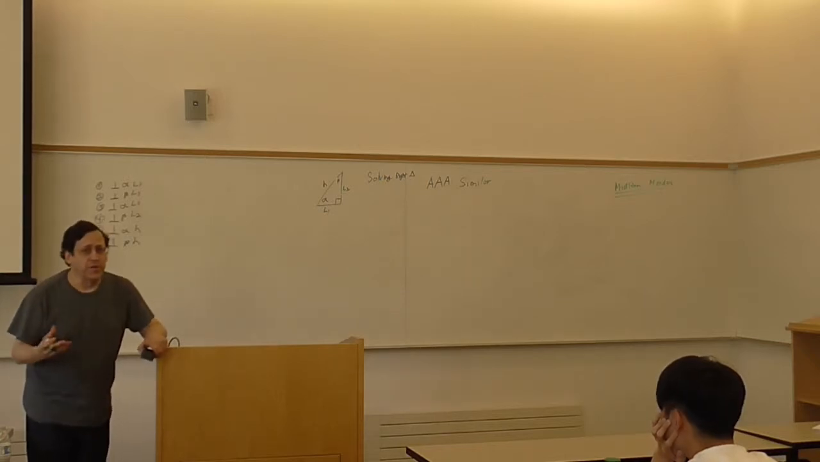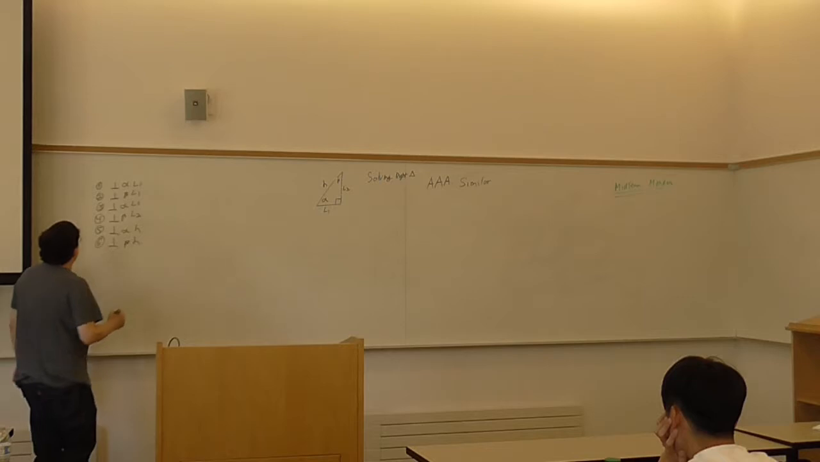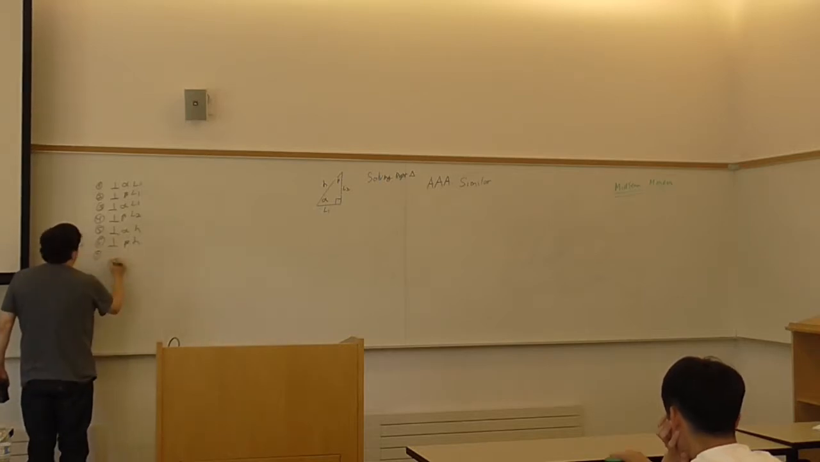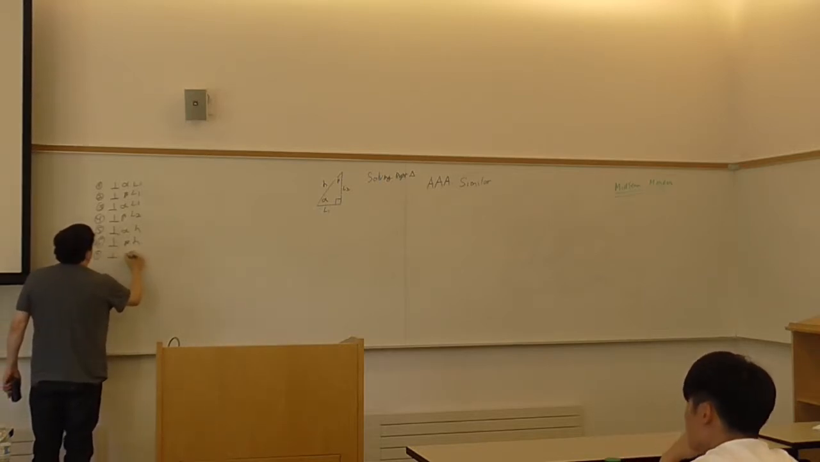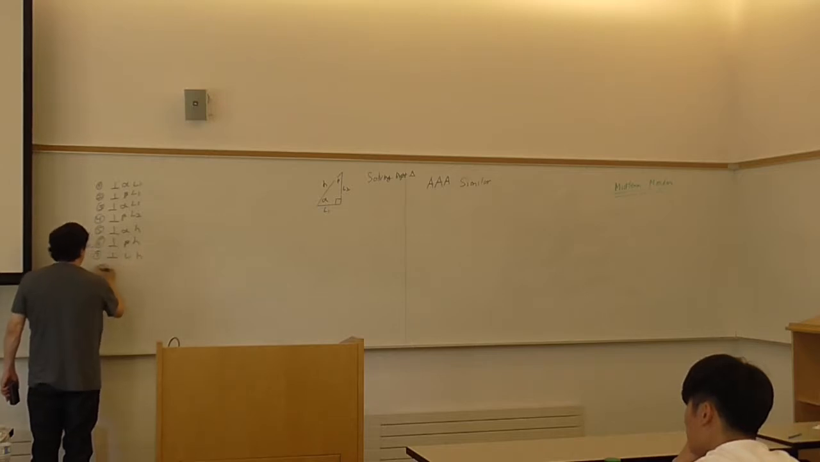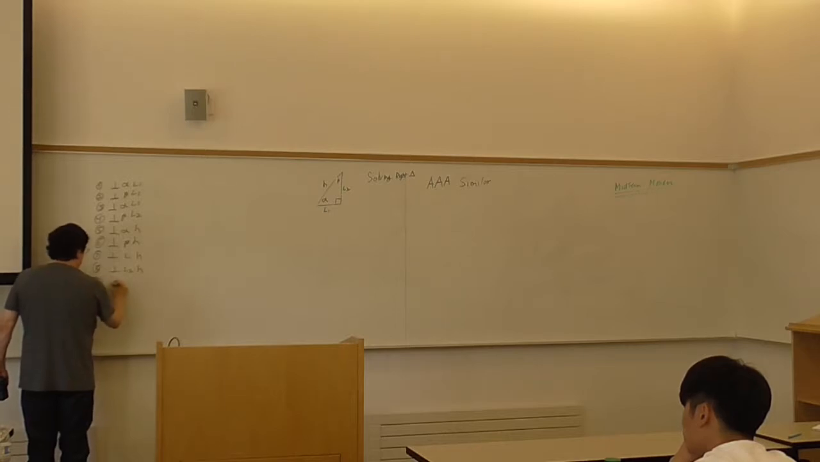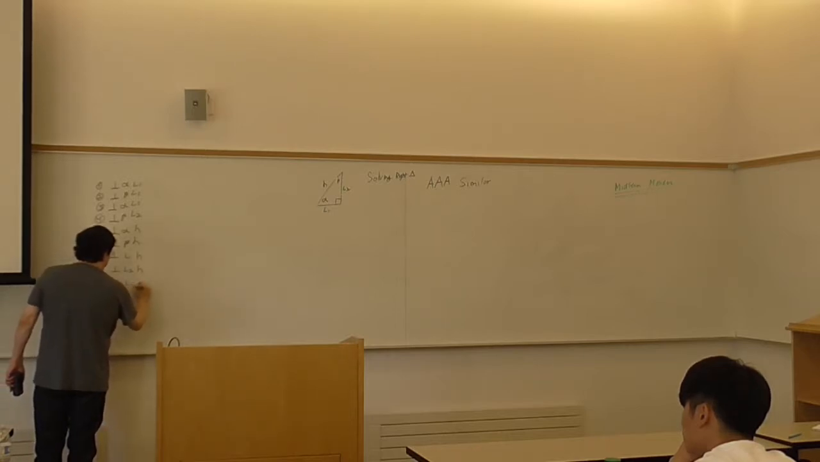The other possibility is I know 2 sides. So, for example, I might know L1 and the hypotenuse. I might know L2 and the hypotenuse. I might know L1 and L2.